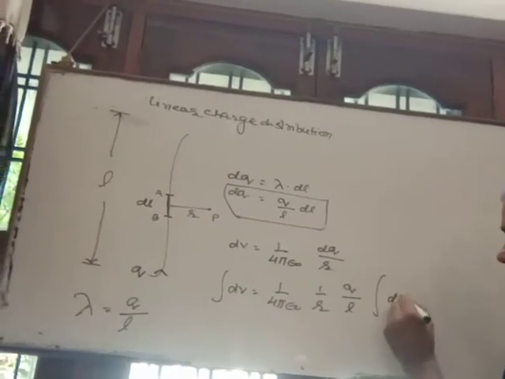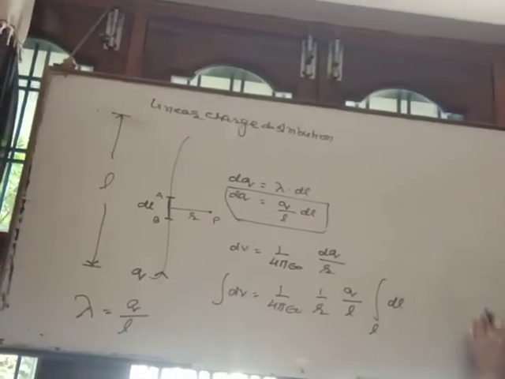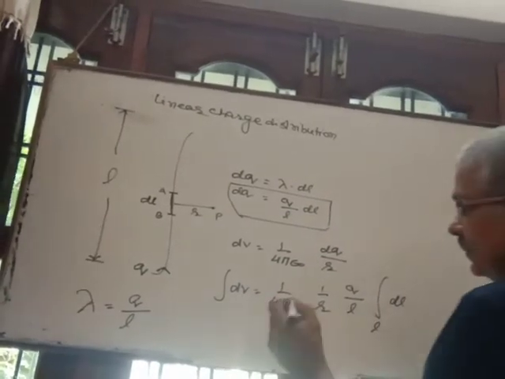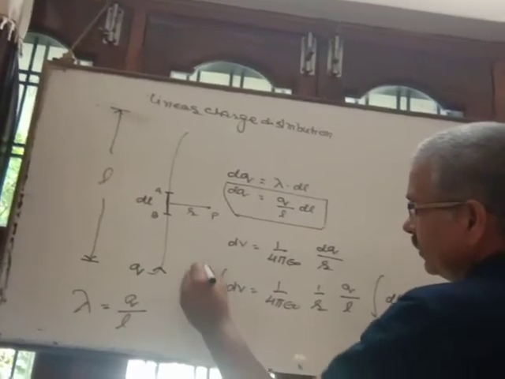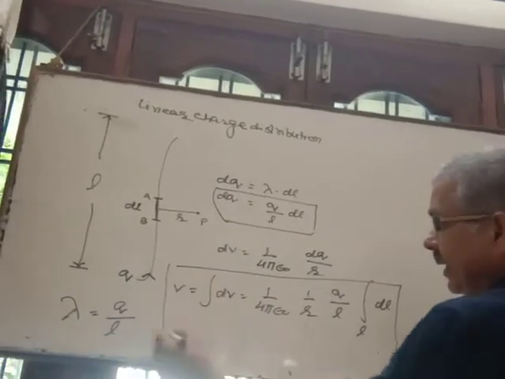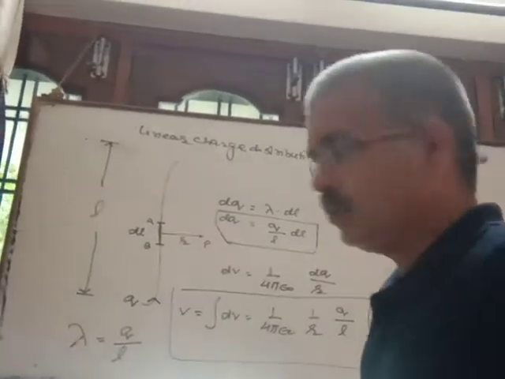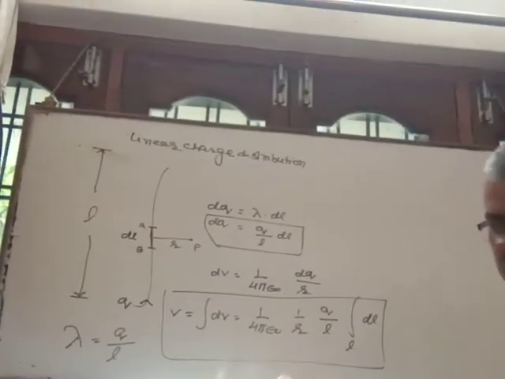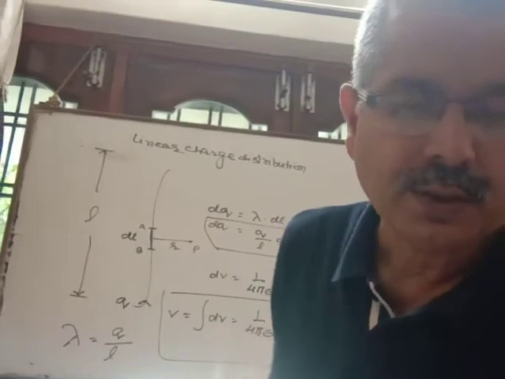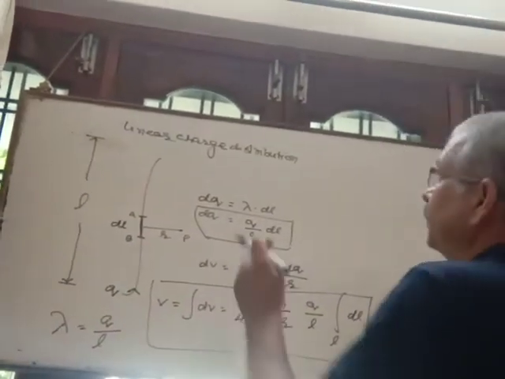Integration of dl is called linear integration, a line integration, so you will get L. In this way we can calculate the net potential at a certain point due to a charged wire. So it is linear charge distribution. Number 2, due to surface charge distribution.